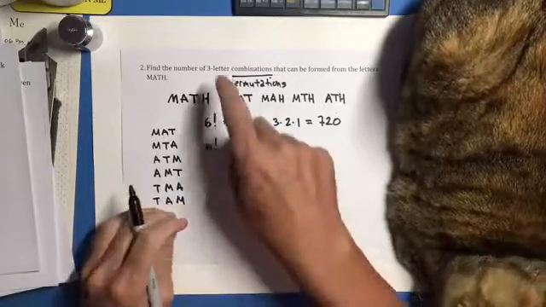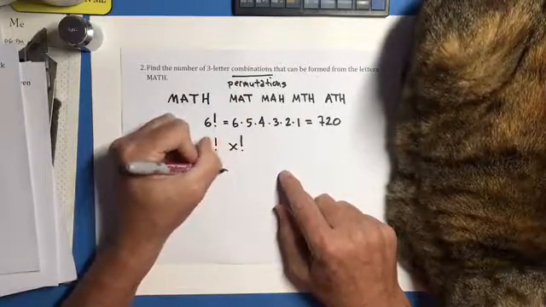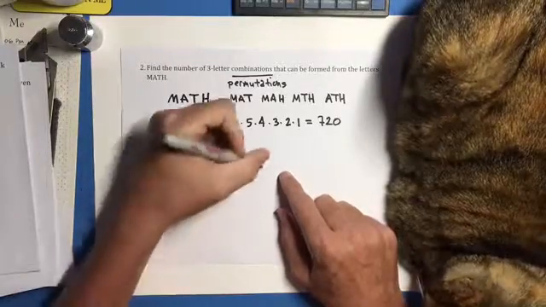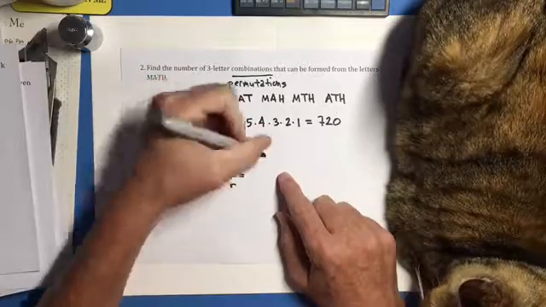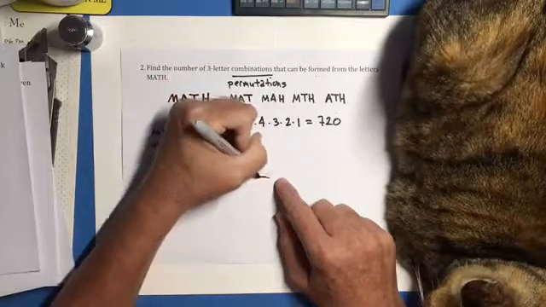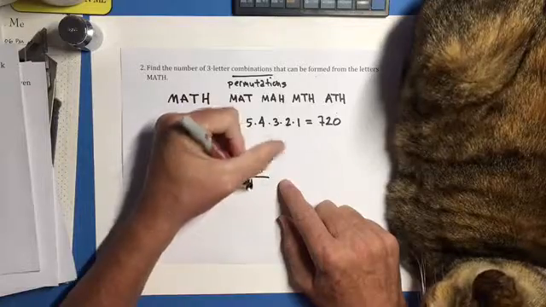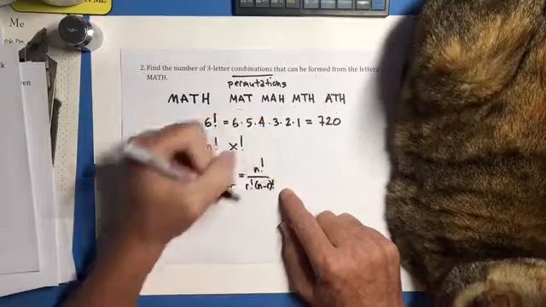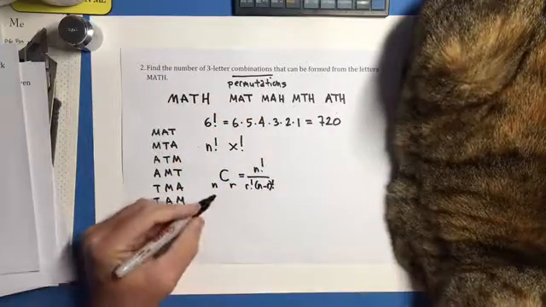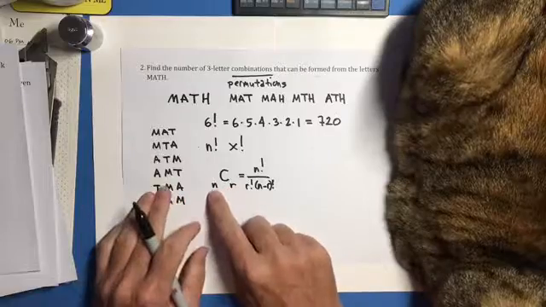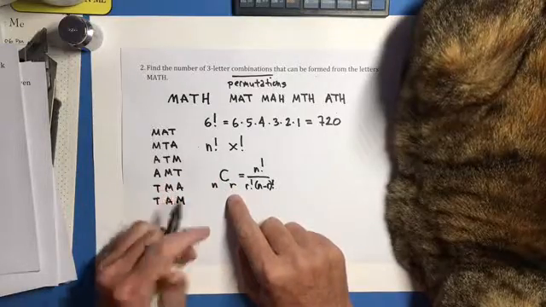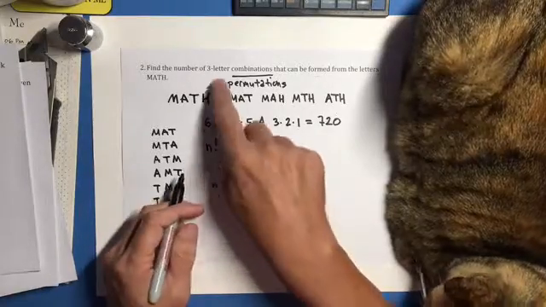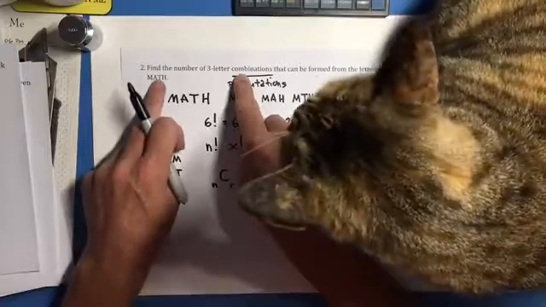Okay, so we have a formula for combinations, and it is written this way. Combinations, n, r, would be n factorial over r factorial times n minus r factorial. And normally this is said n choose r, because what we're saying is how many ways are there for me to choose r items from n items? How many ways are there for me to use 3 letters from 4 letters?